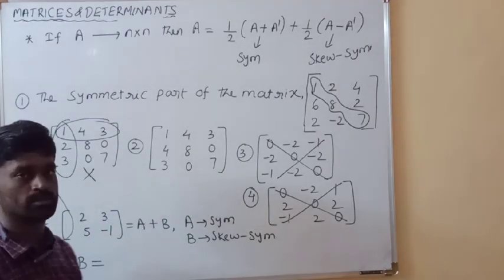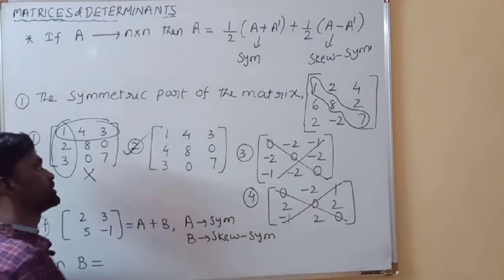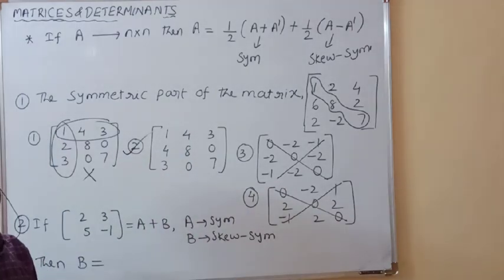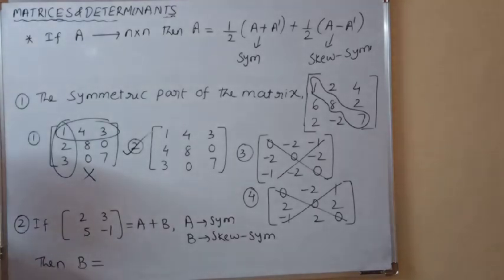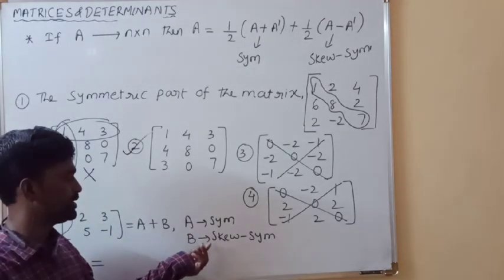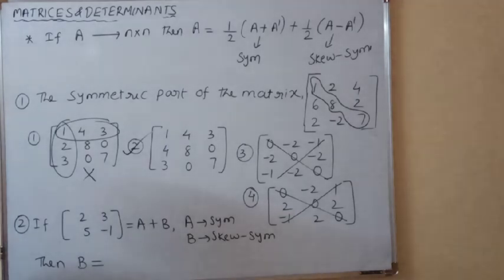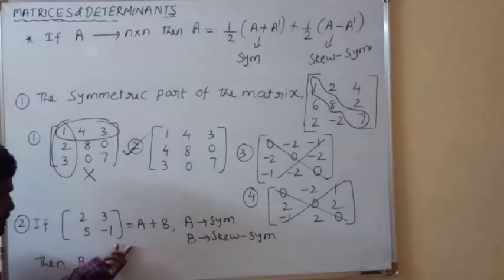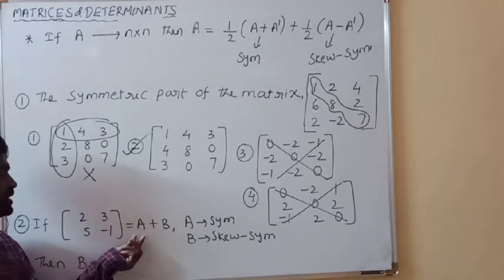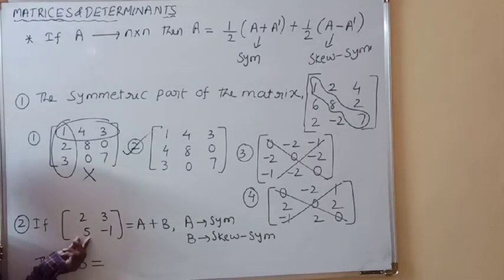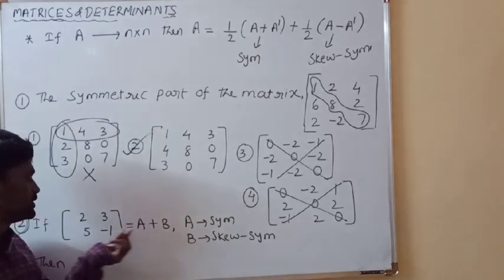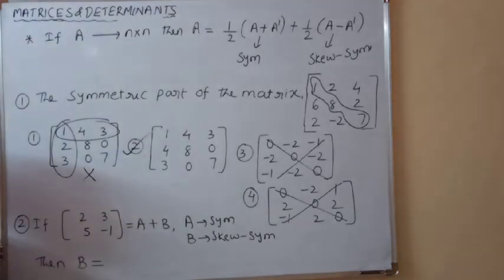So what is left? The second option. So this is the correct answer. Next. If the 2 by 2 matrix 2, 3, 5, minus 1 is equal to A plus B, where A is a symmetric matrix and B is a skew symmetric matrix, then what is B? That means from this question you have to understand A is the symmetric part of the given matrix, and B is the skew symmetric part of the given matrix.